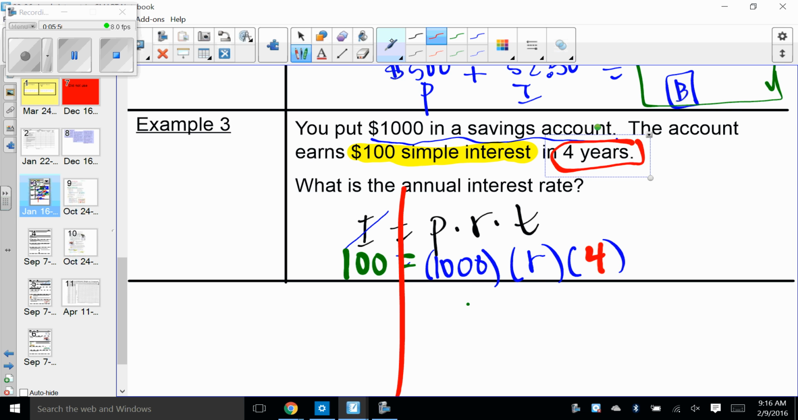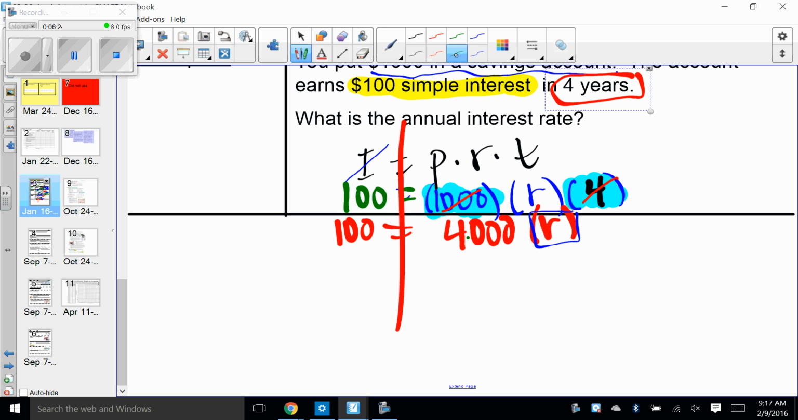Before we continue to solve, we're going to combine some things. We're going to use this multiplication of 1,000 times 4 and clean that up. Using the commutative property, we know we can flip some things around. 1,000 times 4 is 4,000. The variable there is r, so we have 4,000 times r on the right-hand side. On the left-hand side, we have just this 100. Hand method's going to kick in. We're going to solve for the variable r. To get that r alone, we're going to divide by 4,000.